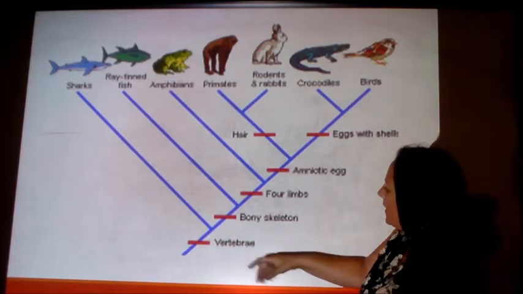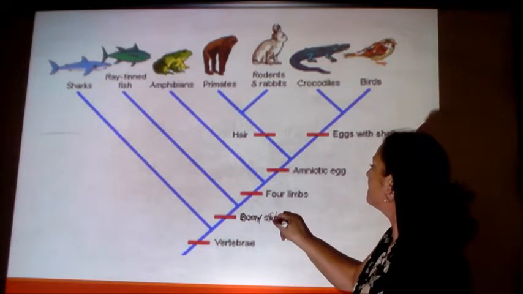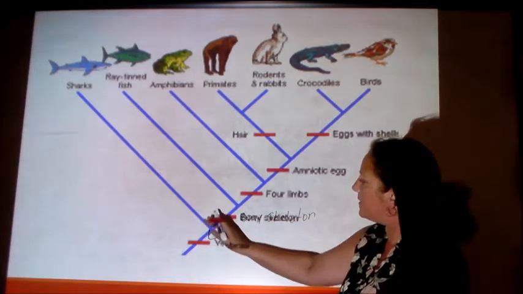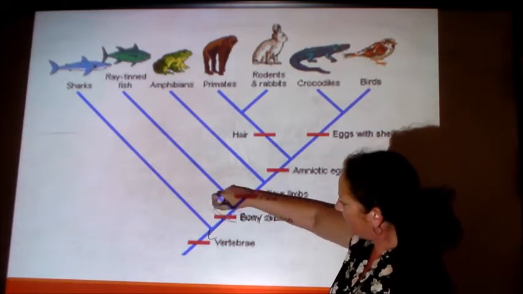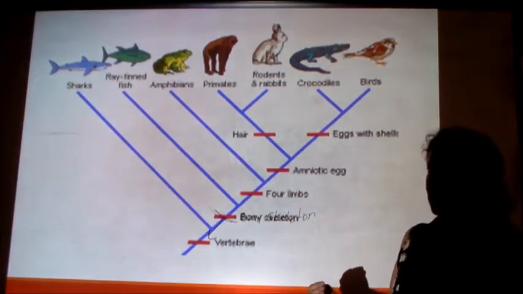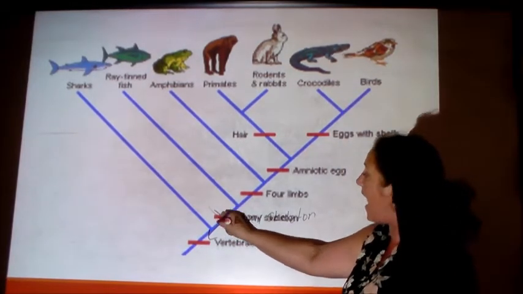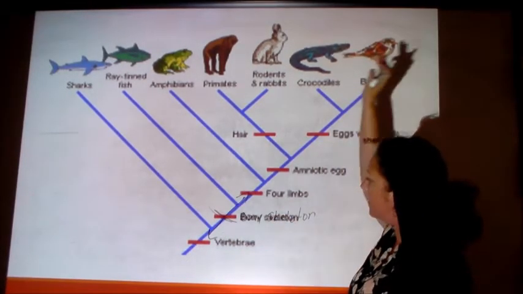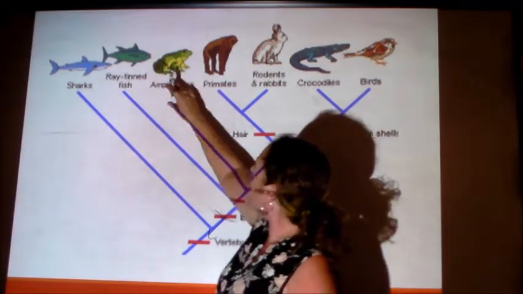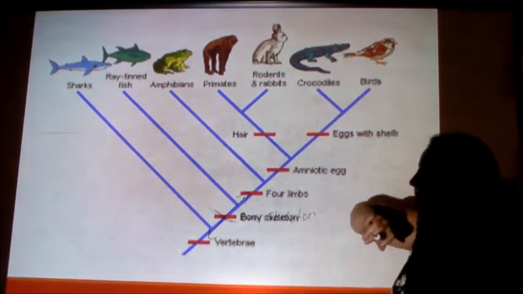So this says bony skeleton. So anything before this point does not have a bony skeleton. So sharks do not have a bony skeleton. They are made of cartilage. Then the evolution of bony skeleton happened, and everything from that point on is going to have a bony skeleton. Fish have bones, frogs, apes, humans, rabbits, crocodiles, and birds.